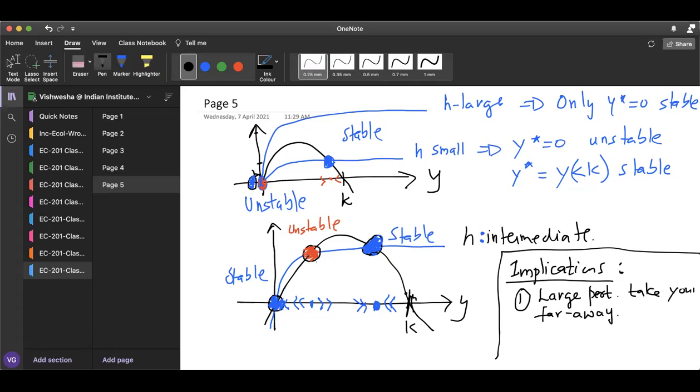Where we start, the initial condition, will decide where it will reach. So the initial condition determines the outcome, right? Basically, the initial population size in our case determines the final population size.